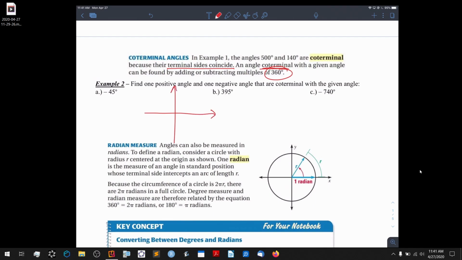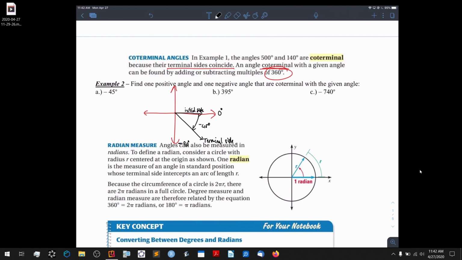Let's say I draw the angle negative 45 degrees. So here's 0 degrees and here's negative 90 degrees. The initial side is here, and then my terminal side for the angle negative 45 degrees is exactly halfway down here. This would be negative 45 degrees, and this would be my terminal side.